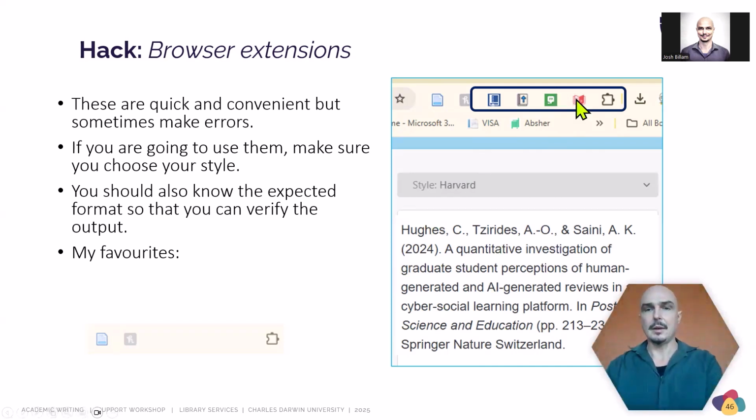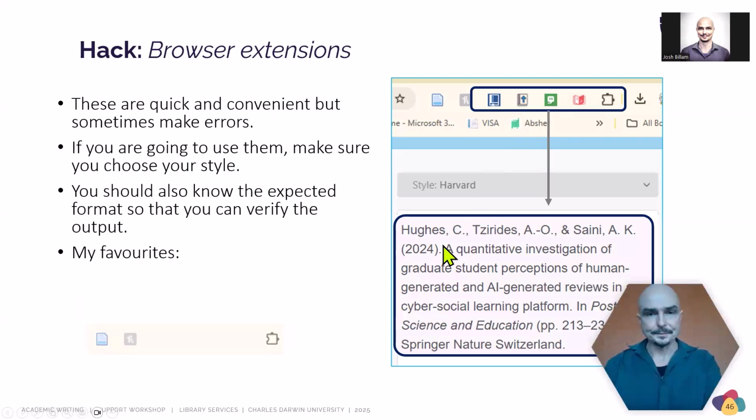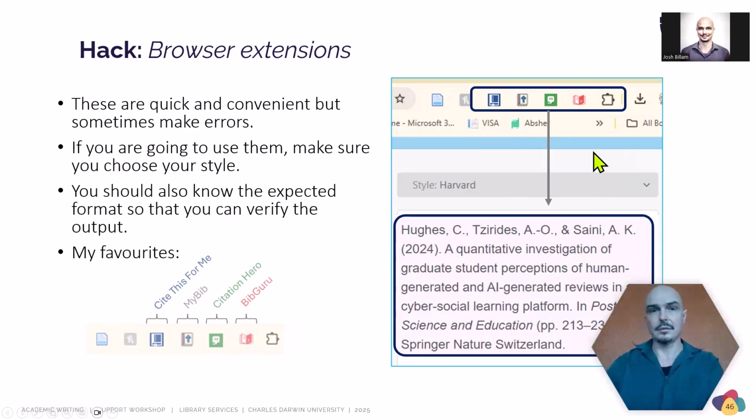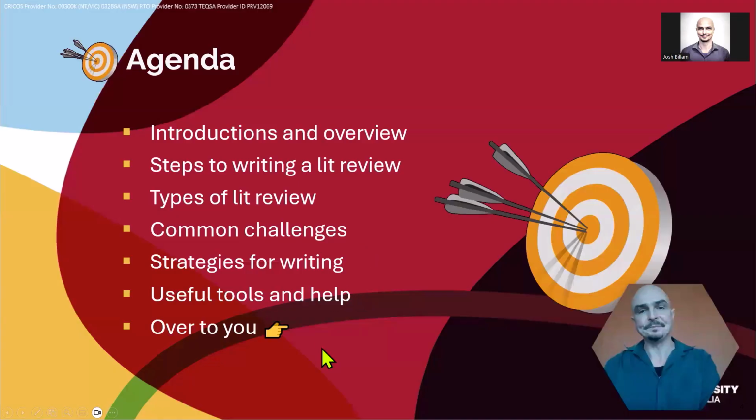My favorite browser extensions are BibGuru. I start with that one and it will do most of them. But if I can't get a good one with that, then I'll go down the list to Citation Hero, MyBib, and Cite This For Me. But yeah, that's a neat little hack if you like to do quick referencing.